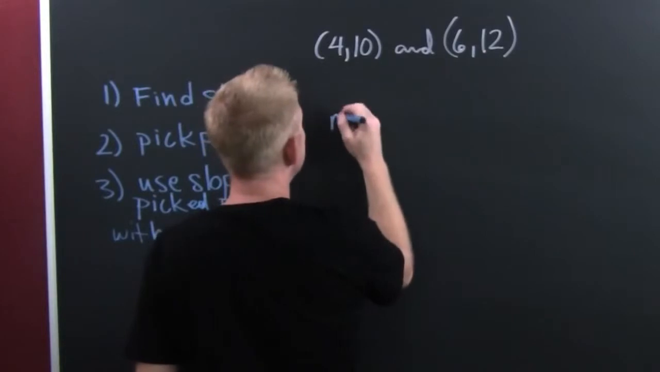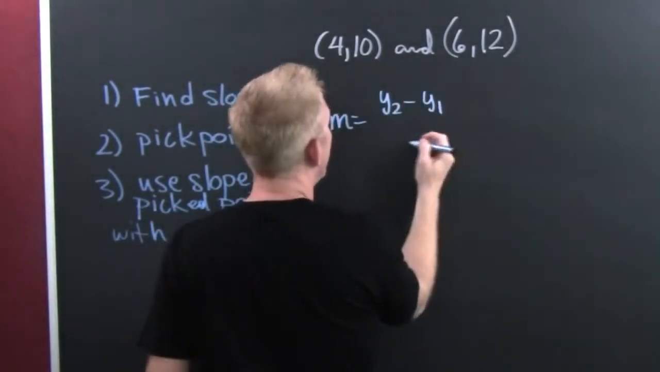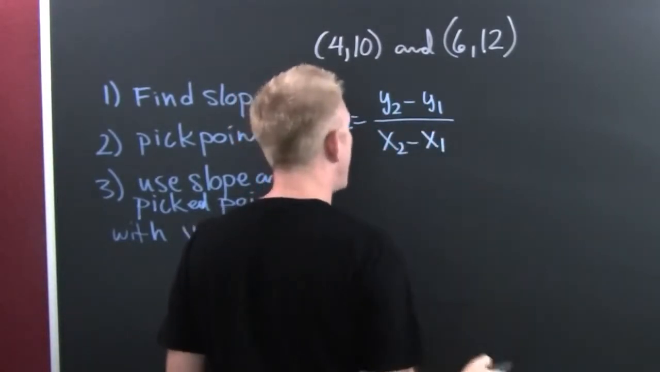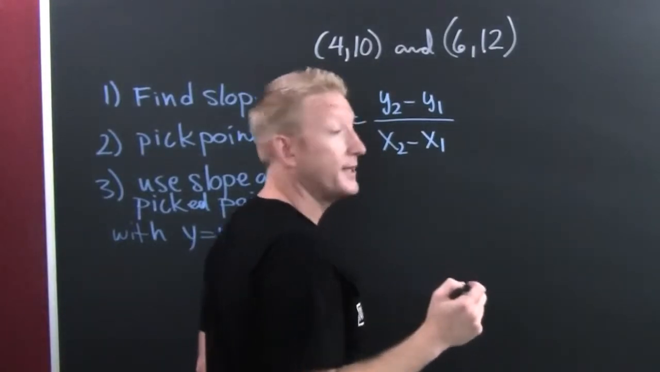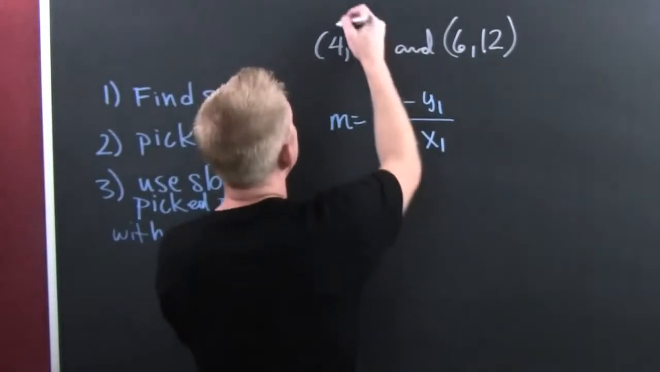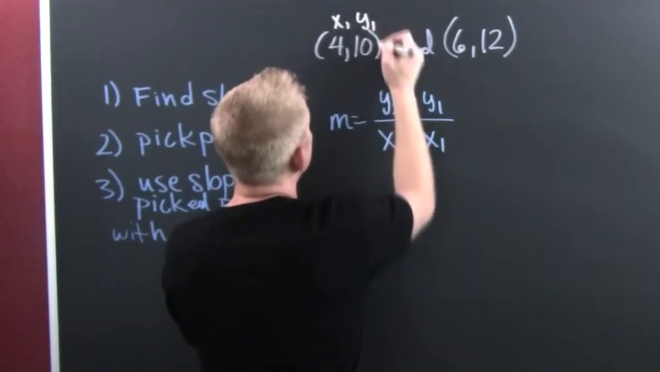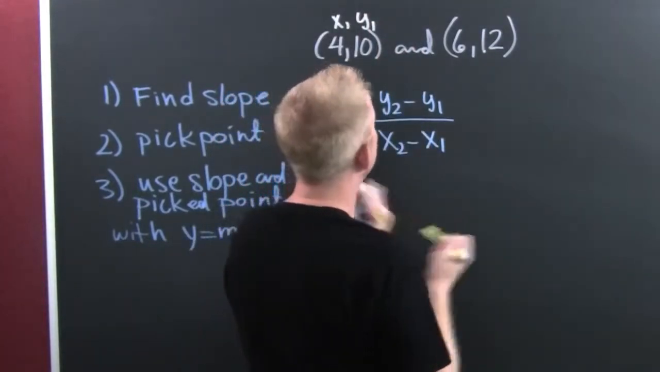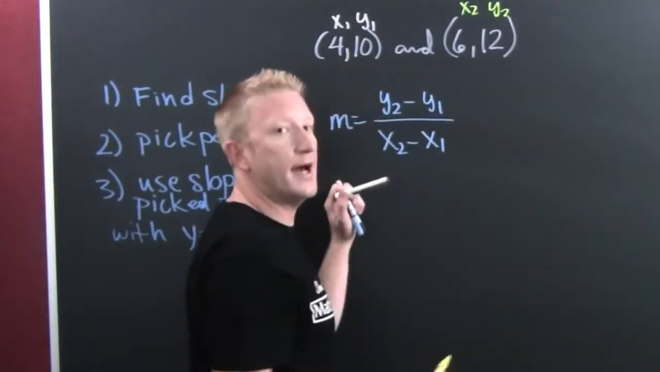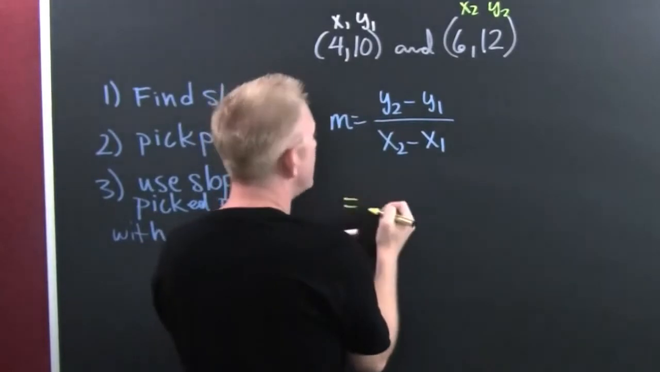Our slope is y2 minus y1 over x2 minus x1. Yes, we are familiar with this. Until you're a professional, I strongly encourage that you label. This will be x1, y1, and then this will be x2, y2. And it doesn't matter to you which one is your first and which is your second, as long as you keep it straight.